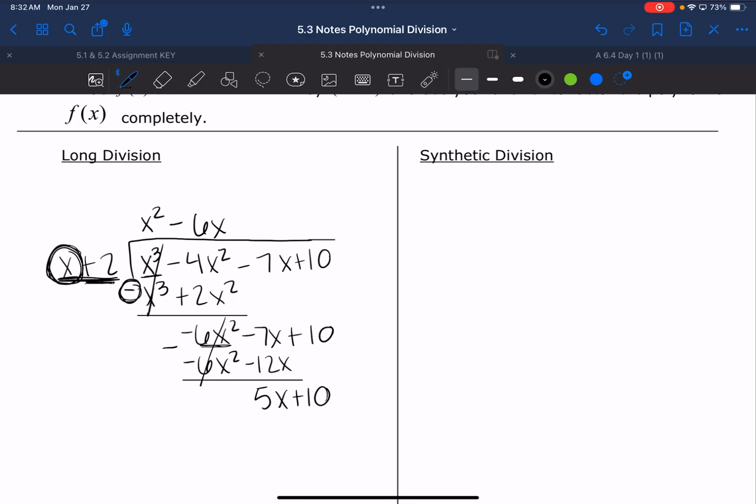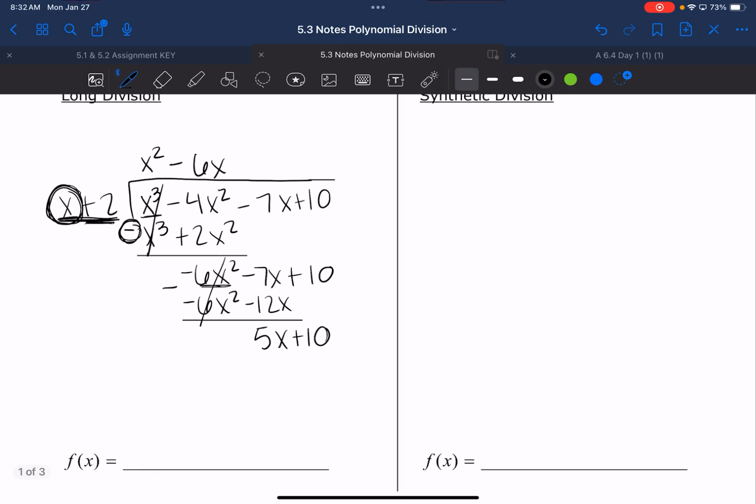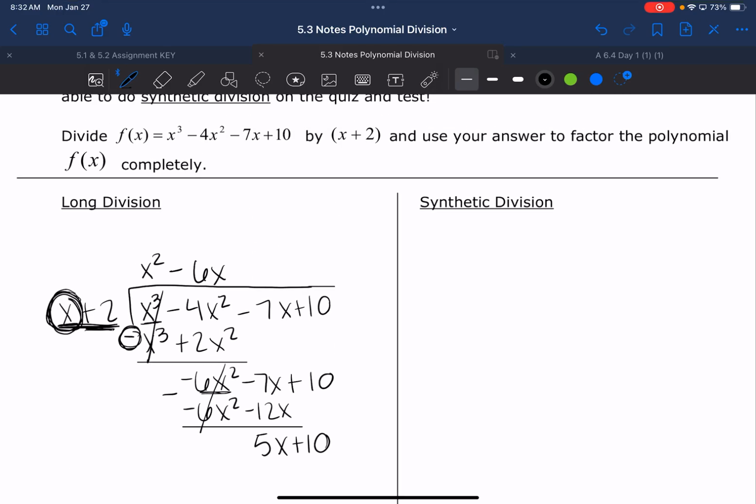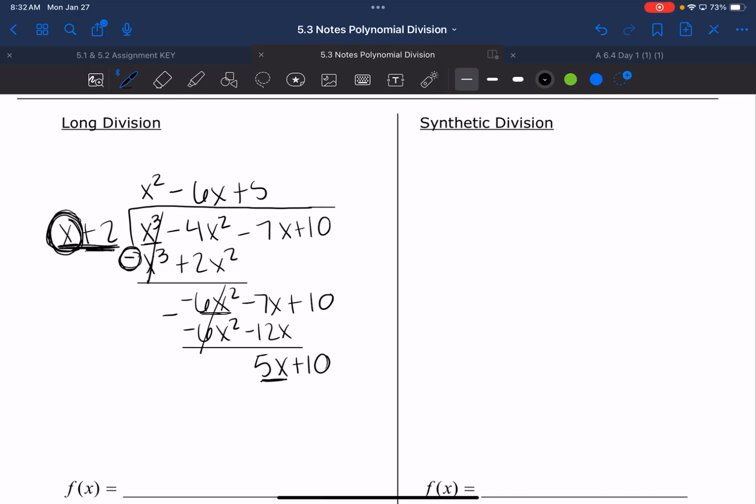Okay, and then I ask myself the same question. What can I multiply this x by over here to turn it into 5x? 5. So I'm going to put a plus 5 up here, okay? All right, and then 5 times x gives us 5x, and 5 times 2 gives us 10.